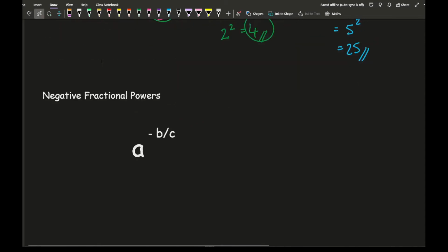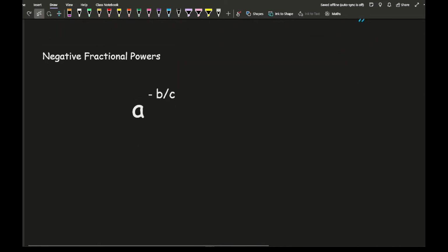So let's now have a look at negative fractional powers, combining the two things together. So what happens here? Well, nothing much to be honest. All I'm doing is combining the two rules together. So a to the power of minus b over c. Again, b is my power and c is my root. So what this all means is, the minus means 1 over.